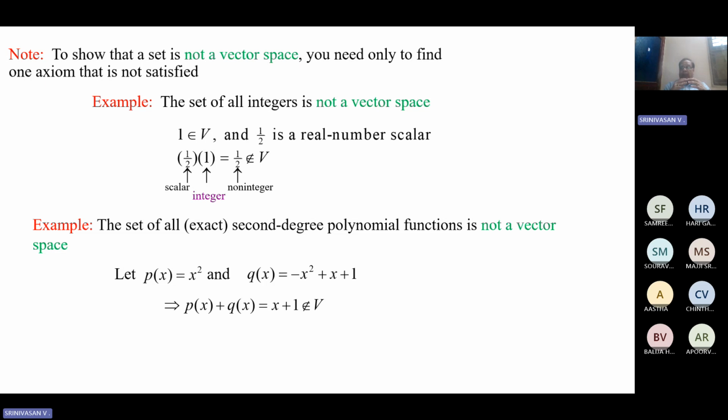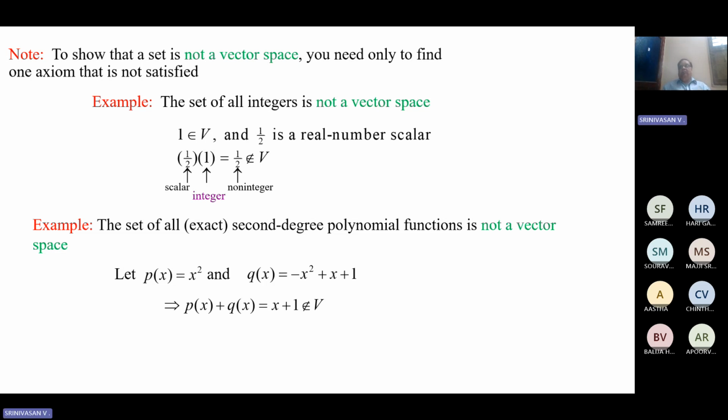It might be true for many integers in the set of all integers that each of the axioms is satisfied under vector addition and scalar multiplication as a whole. But even if there is one axiom that is not met for any one integer, then it cannot be a vector space. So we are able to prove that the set of all integers is not a vector space.